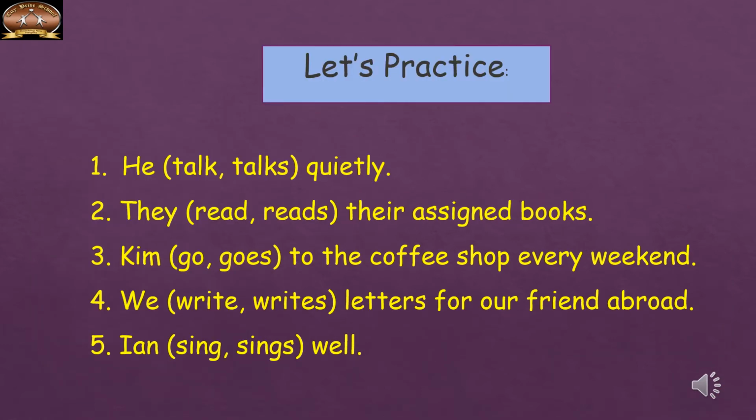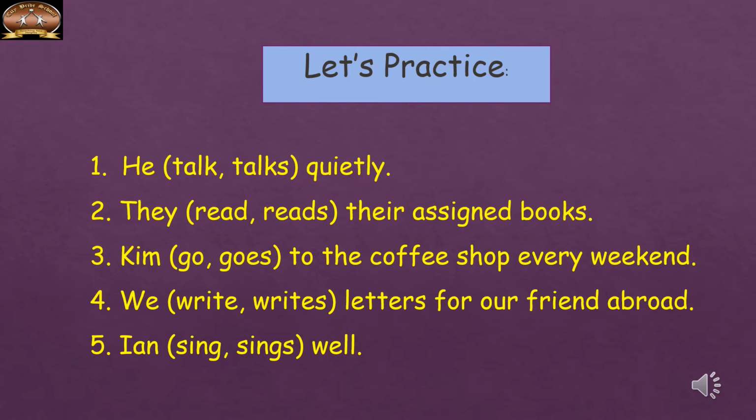Here are some questions for your practice. Like he talks quietly, because it is one person. So if it is singular, we will be adding s to the verb. They, which is plural, so it will be the base form of the verb. They read the assigned books. Kim, again singular, so we make the verb singular by adding s or es. Kim goes to the coffee shop every weekend.